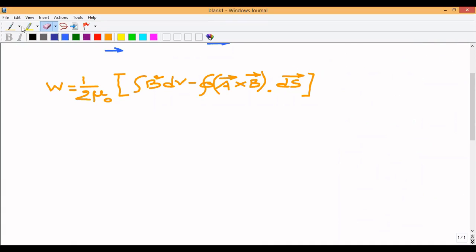At infinity, so the surface will be at infinity, and what will be the magnetic field at infinity? Zero. It will be 0.